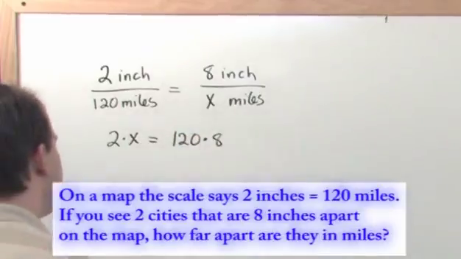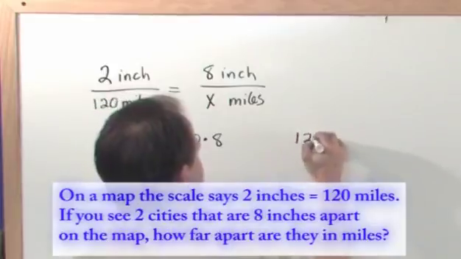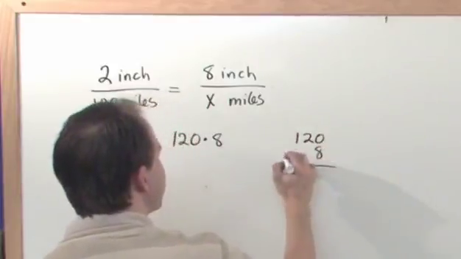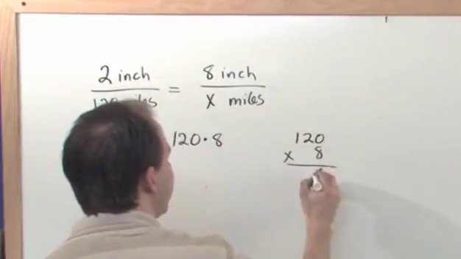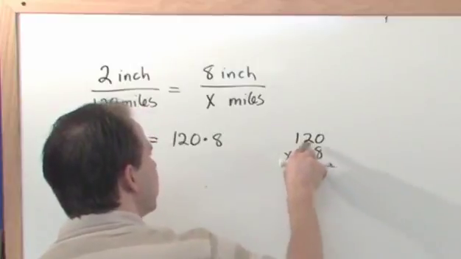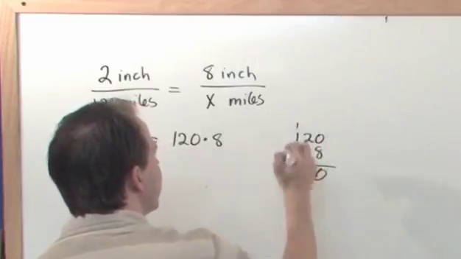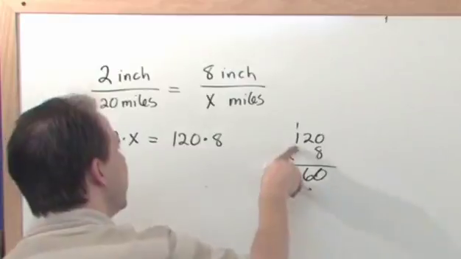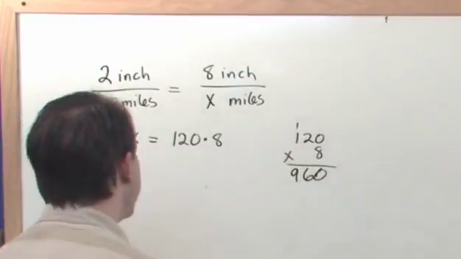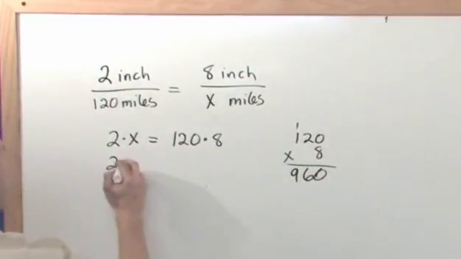120 times 8. Okay? Now, if you don't remember what 120 times 8 is, we'll just multiply it here. 8 times 0 is, I'm sorry, 8 times 0 is 0. 8 times 2 is 16. 6, carry the 1. 8 times 1 is 8, plus 1 is 9. So on the right-hand side, it's 960.